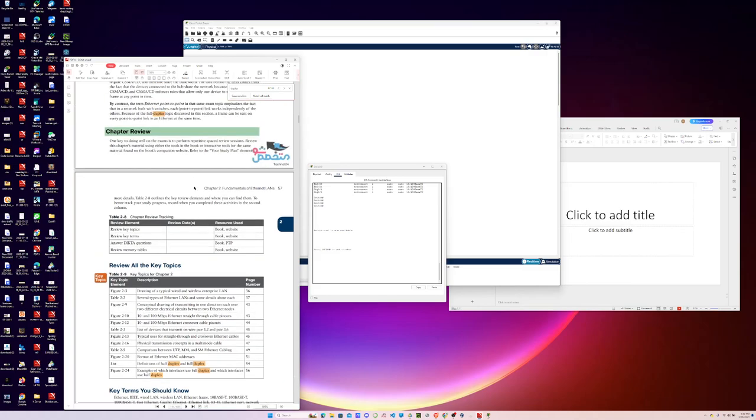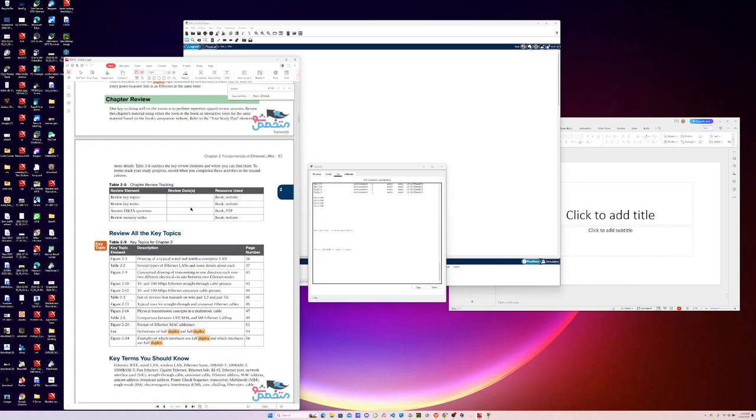And was there a chapter review? One key to doing well on the exams is to perform repetition-based review sessions. Review this chapter's material using either the tools in the book or interactive tools for the same material found on the book's companion website. Refer to the Your Study Plan element for more details. Table 2.8 outlines the key elements and where you can find them. To better track your study progress, record when you completed these activities in the second column.